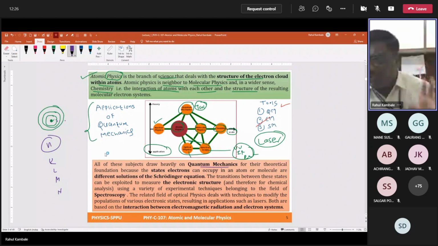Whether they are there or not there, that doesn't matter. But how to arrange them is given by Pauli and Hund. So if the compartment is changing, then the states of electrons change. Someone will ask you, what is a quantum state? I will write QS for that.